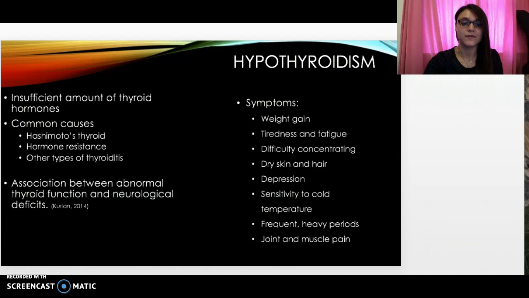Starting out with hypothyroidism, it is an insufficient amount of thyroid hormones. Some common causes are Hashimoto's thyroiditis, which is an autoimmune condition that causes inflammation to the thyroid gland. And then there's thyroid hormone resistance, and other types of thyroiditis, which is inflammation of the thyroid. Some types of thyroiditis are acute thyroiditis and postpartum thyroiditis.